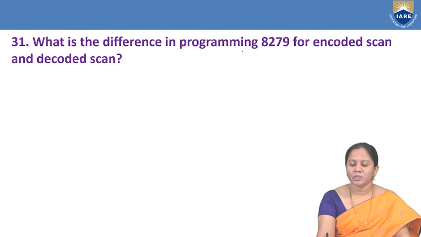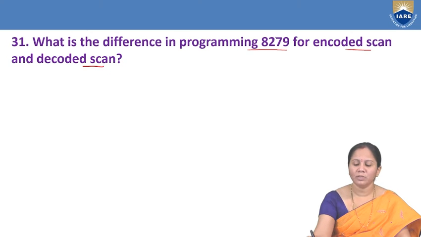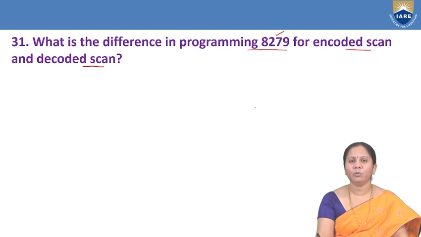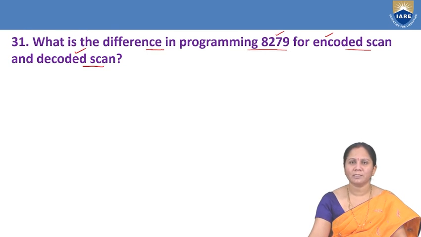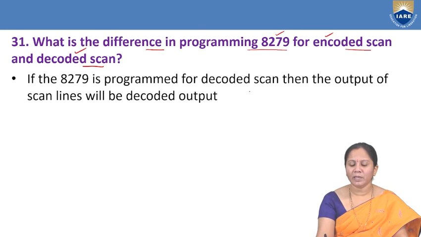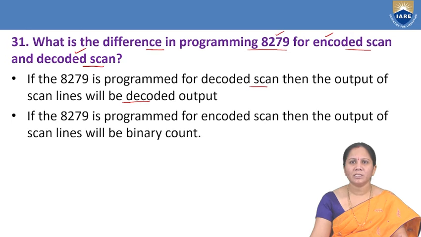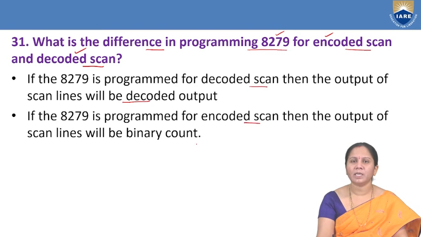And what is the difference in programming 8279 for encoded scan and decoded scan? This 8279 IC is a keyboard display controller IC. It has two scan modes, encoded scan and decoded scan. Here they are asking the difference between these two scans. If the 8279 is programmed for decoded scan, then the output of the scan lines will be the decoded output. Whereas if it is programmed for encoded scan, then the output of the scan lines will be a binary count.